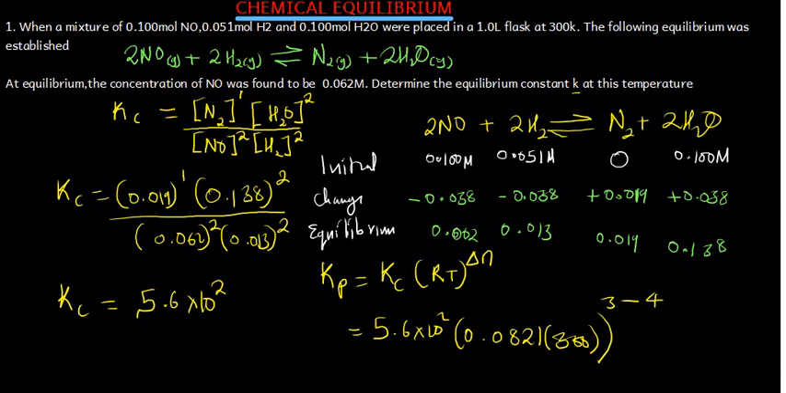And then we first multiply this, we raise it to the power negative 1. The answer that we get, we can now multiply with this value, so times 5.6 times 10 to the power 2. So Kp is going to give us 22.7. That will be the value for Kp. And that is how you calculate.